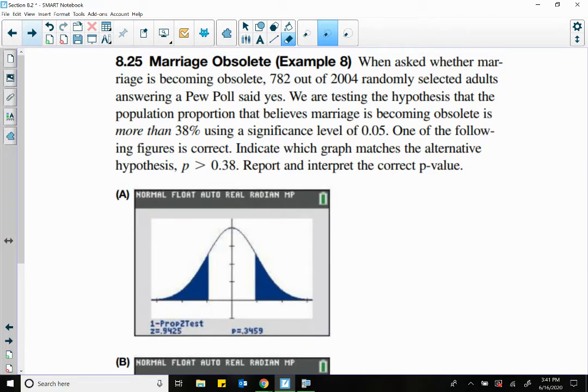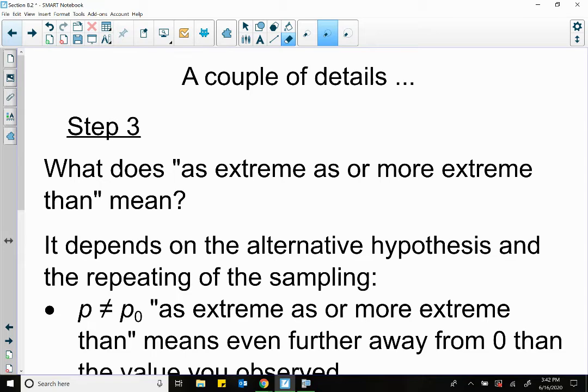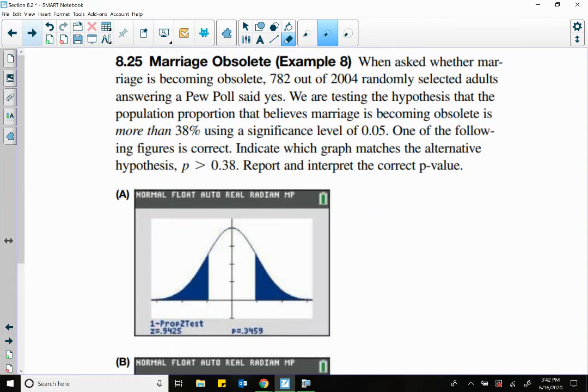Okay? So right here, again, they've already done some work for us. They want you to report and interpret the correct p-value. I feel like I missed something for a second. Let me just go back and double check. Nope. Still on step 3. Okay. So we want to report and interpret the correct p-value.